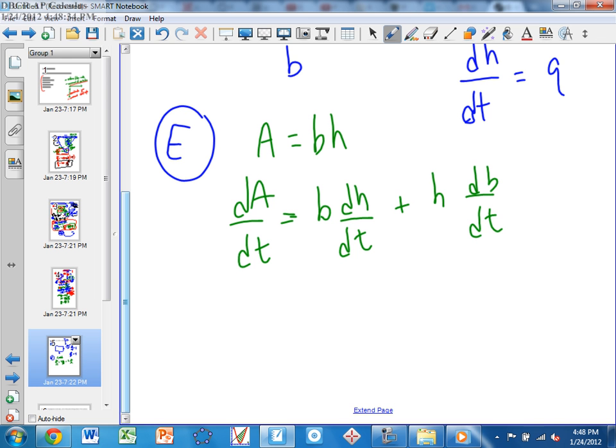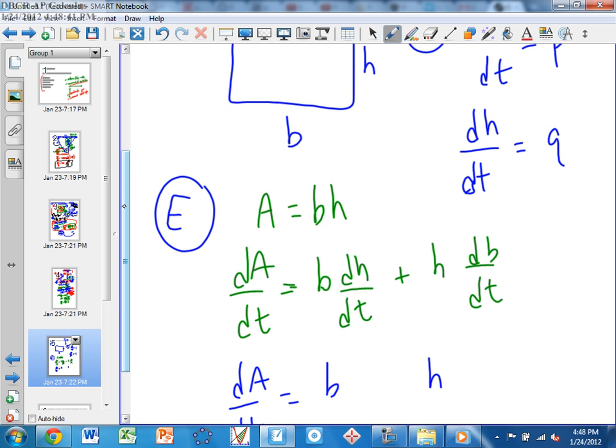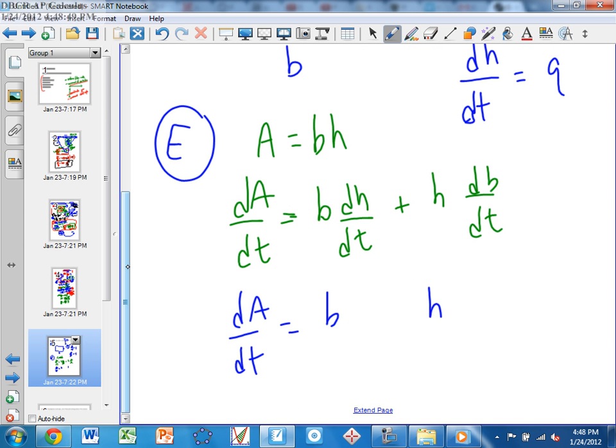So dA dt equals BH. Now remember, we're taking in these values and we're going to substitute. We differentiate it, and now we're on the last step of substitution. P goes in for the one with the B. So a P goes in over here, and a Q goes in over here. And that's what the problem asks us to do.